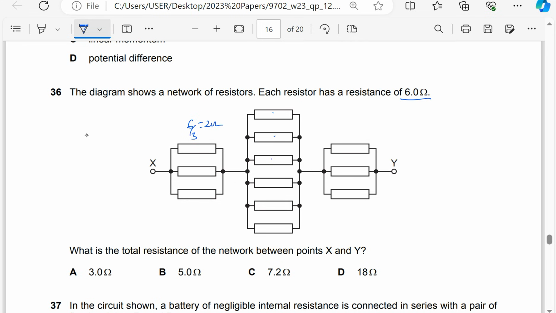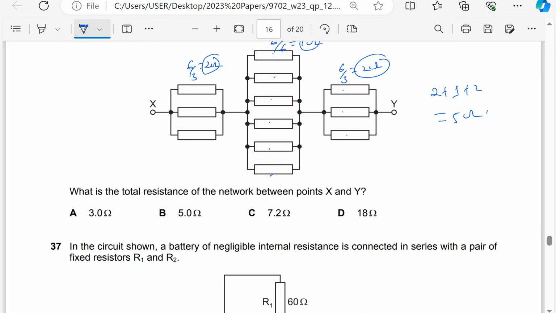These are 1, 2, 3, 4, 5, 6 in parallel. Total resistance here is going to be 6 divided by 6, which is 1 ohm. These are 1, 2, 3. Total resistance here is 6 divided by 3, which is 2. Now we have 2 ohms in series with 1 ohm in series with 2 ohms. So total resistance is 2 plus 1 plus 2, which gives us 5 ohms. So the answer is going to be B.